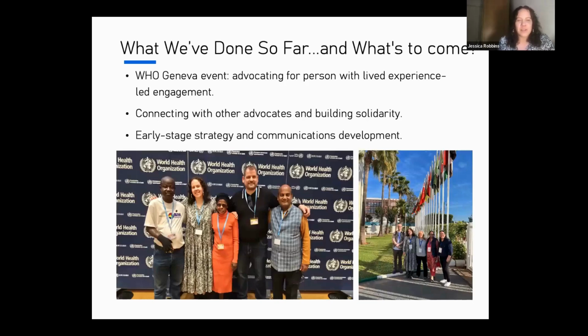So this is just a few pictures of what we've been up to so far. We've begun building momentum, although, like I said at the beginning, it's very difficult. We're a small team with no resources. With shifting funding landscapes, it's been very difficult. But in March this year, I attended the WHO Global Meeting on Skin-Related Neglected Tropical Diseases in Geneva, where I represented LAN and joined a growing coalition of persons with lived experience from around the world.